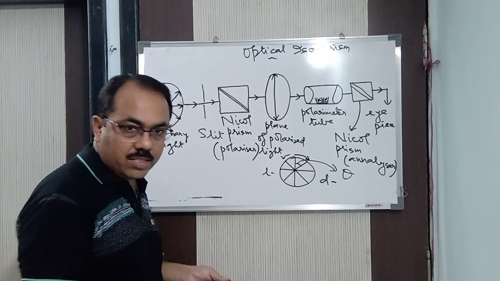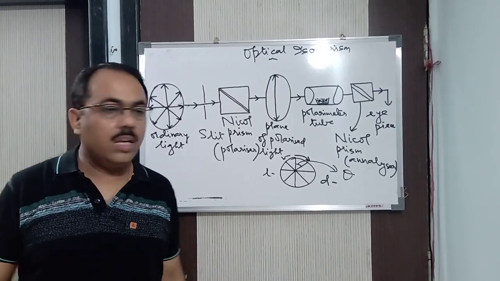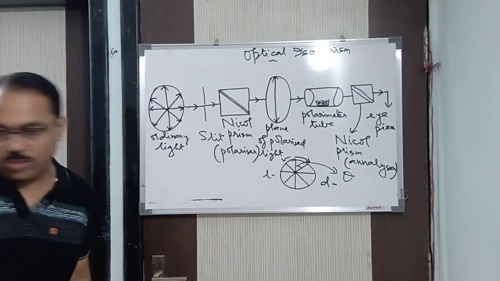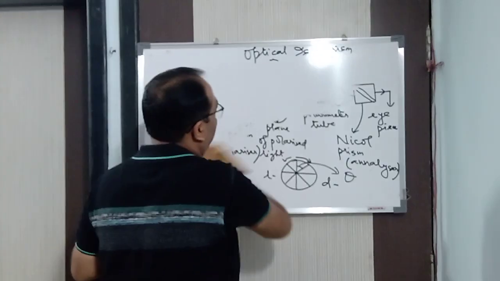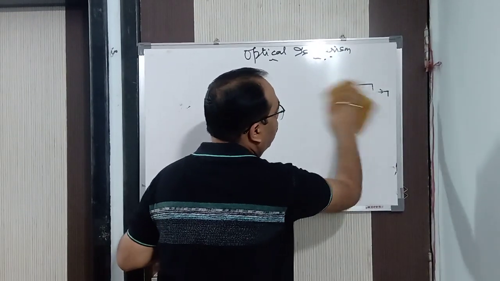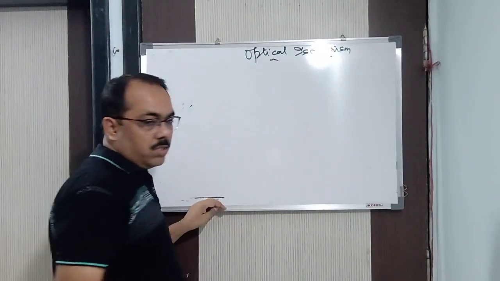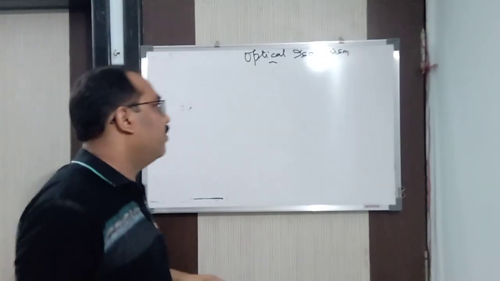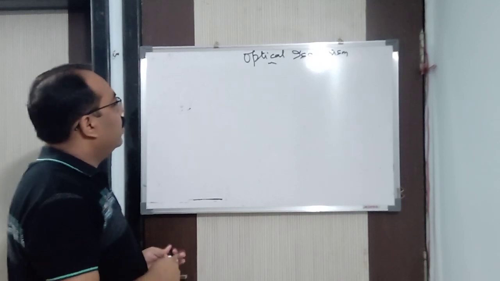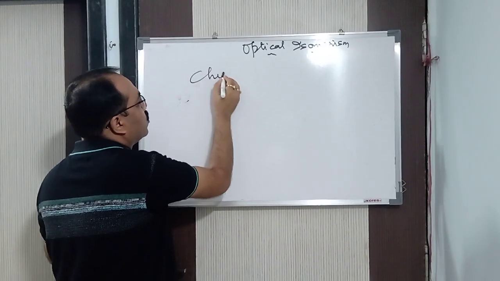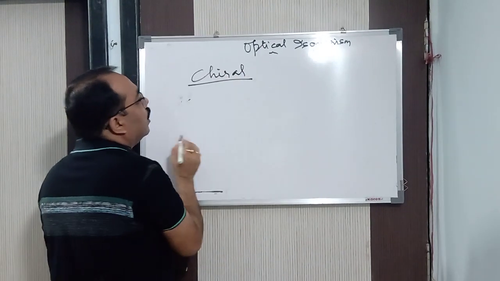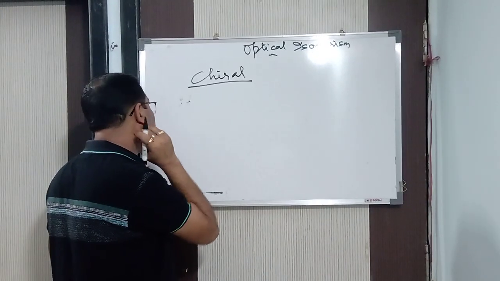Now theoretically we will see how to know whether the given compound is optically active or not. For that purpose you need to remember two conditions. What are those? If a compound is optically active, then it should have a chiral carbon atom. What do you mean by chiral carbon atom? Chiral, C-H-I-R-A-L, means asymmetric.